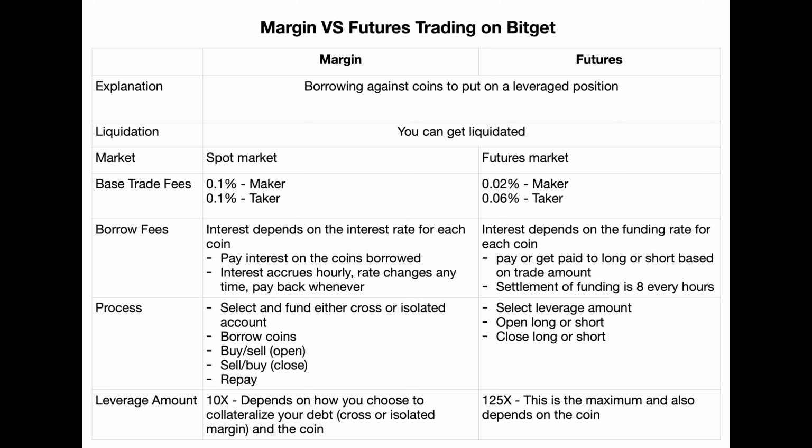So there you have it. Those are the main differences between margin and futures trading on Bitget. The idea is the same thing on any other exchange, but I just use Bitget as an example.